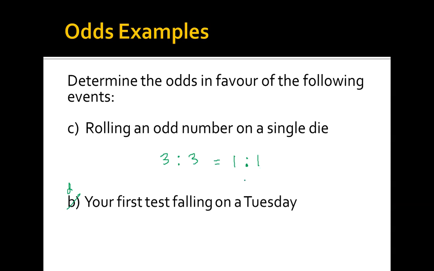And lastly, the odds of your first test falling on a Tuesday. So be careful with this one. There's one day that's Tuesday, but the number of unfavorable outcomes, so because you can't have a test on a Saturday, Sunday, it must be a weekday, right? So, one day is Tuesday, 4 of your school days are not Tuesday. So those are the odds of your first test coming on a Tuesday.